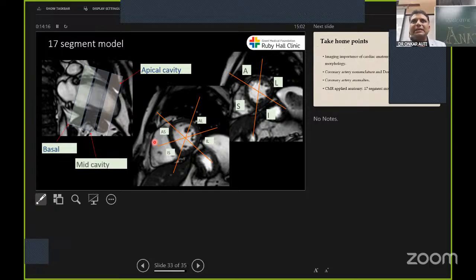So this is again an anatomy which is not there per se. If you take out a cadaveric heart specimen, you will not find these segments. But we have made this for ourselves to make our life easier and more convenient.